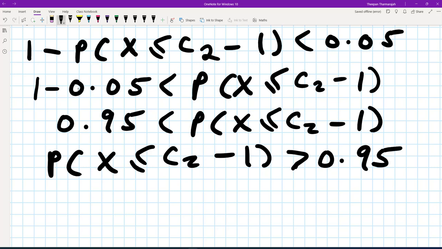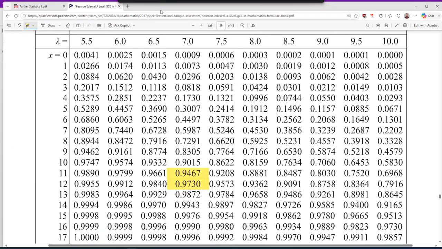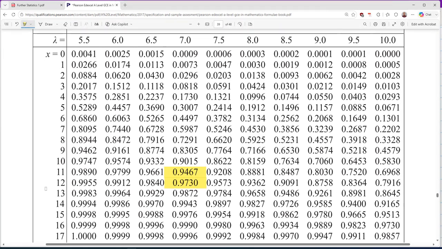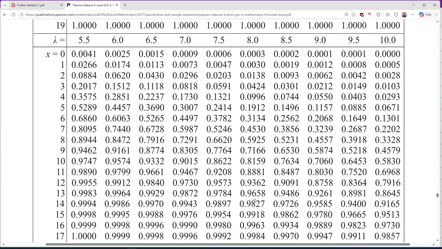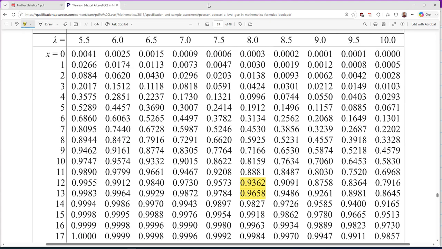So now we're going to get to our tables. Let's get our tables now. I'm looking at lambda to be 8. So we get that here. Go to the highlighter, go to 8. And we want the value strictly greater than 0.95. So we've got our values that we need. Now we're going to write it.